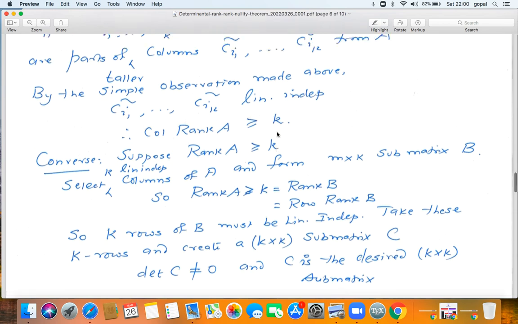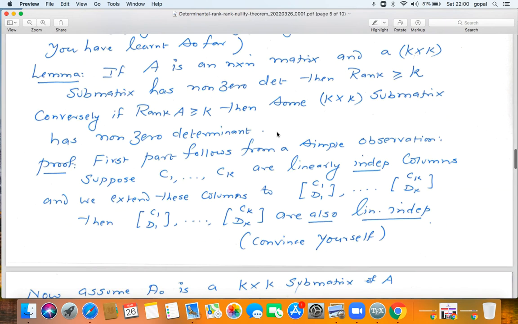Okay. So we have proved a very important lemma. If the rank of an n cross n matrix is at least K, then some K by K submatrix must have non-zero determinant. Conversely, if a K by K submatrix has non-zero determinant, the rank must be at least K.